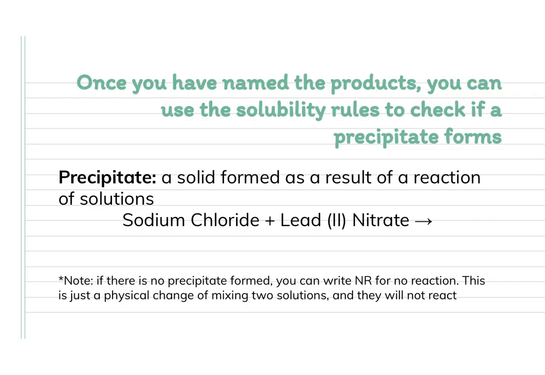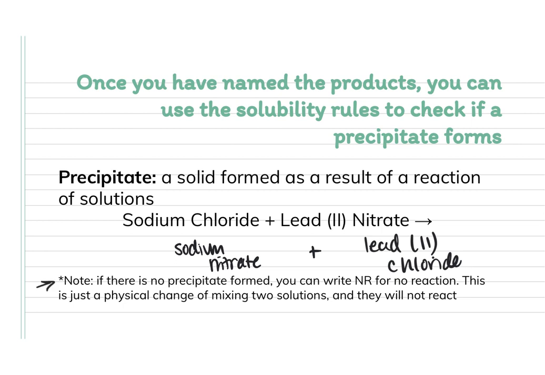So let's look at this example. That's what we just did before. We have sodium chloride and lead nitrate combined to form sodium nitrate. So I'm just going to write those products in. And lead chloride. Okay, so those are our 2 products.